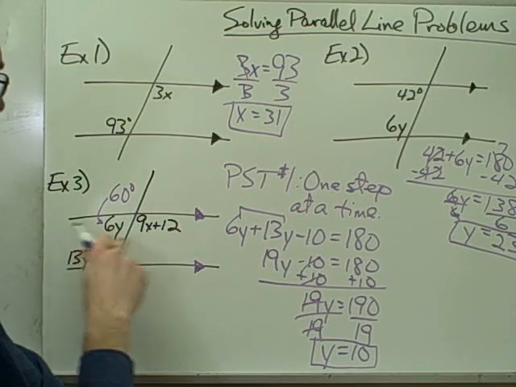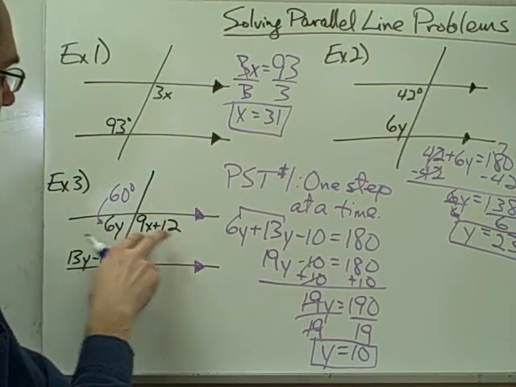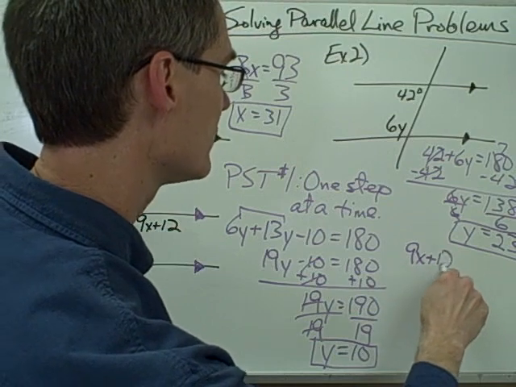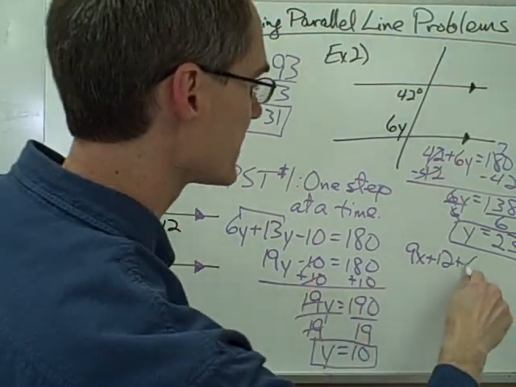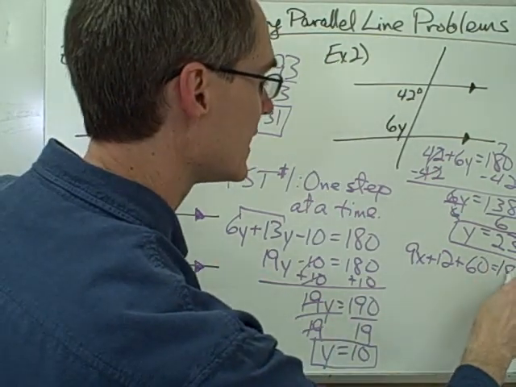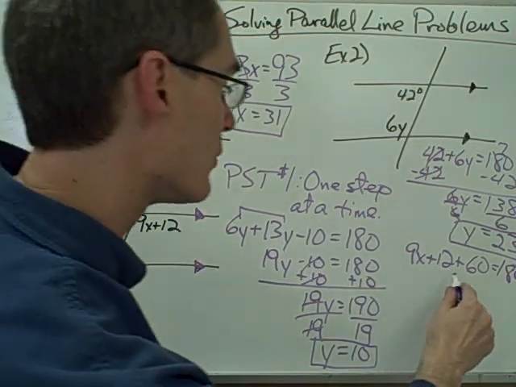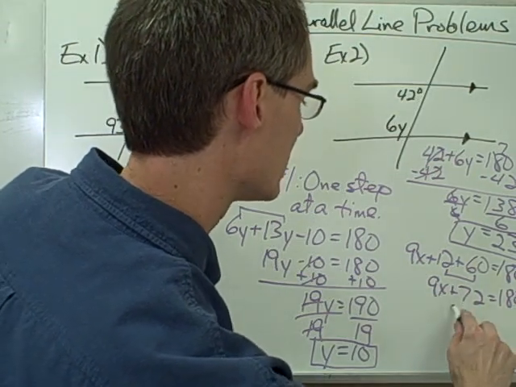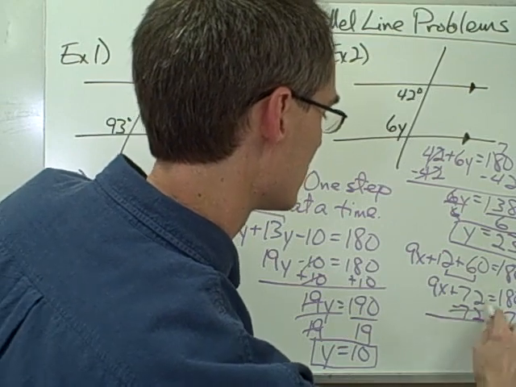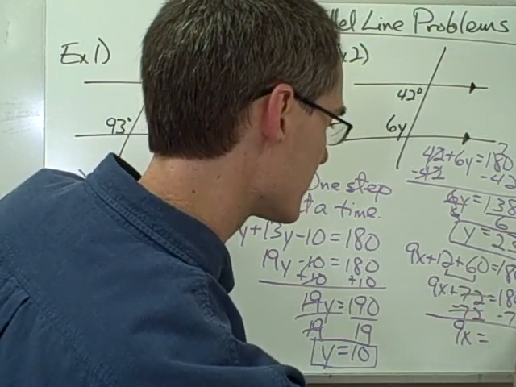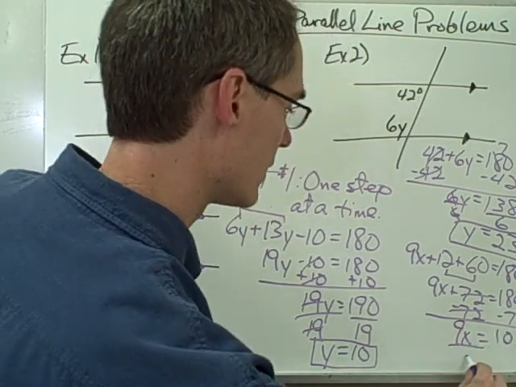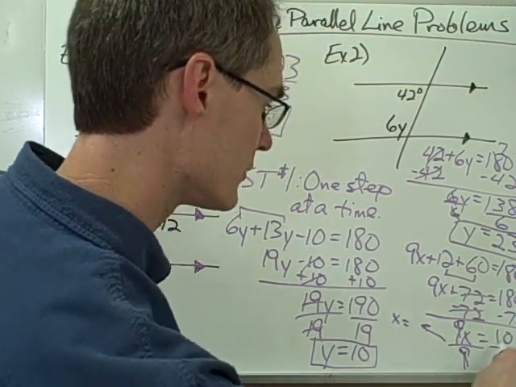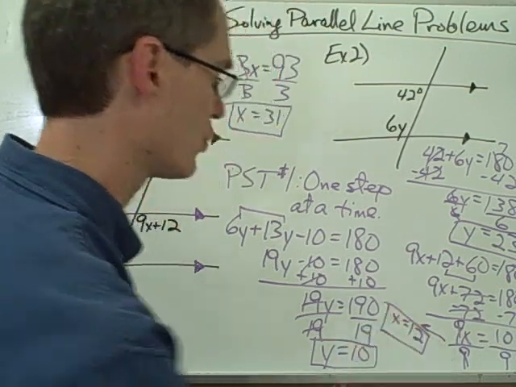Now I can use the fact that these two angles form a linear pair, and I can add them together. 9x plus 12 plus 60 must be equal to 180. So 9x plus 12, this angle, plus this angle, which I know now is 60 degrees, must be equal to 180, since these two angles form a linear pair. Now, once again, I want to collect like terms. 9x plus 72 equals 180. Subtract 72 from both sides. That gives me 9x equals 108. And if I divide both sides by 9, then I get x equals 12.